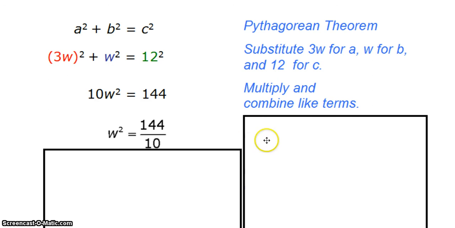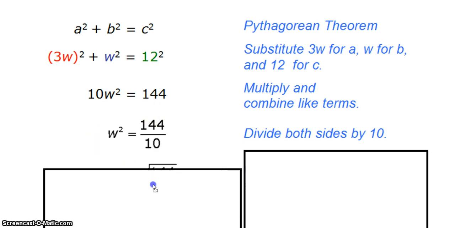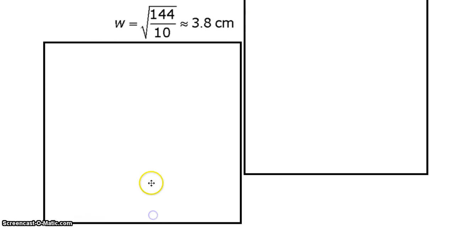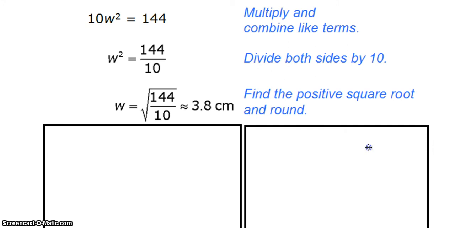There we go. And we now have our w squared isolated. So what can we do? Take the square root of both sides. Good. And we have w equals the square root of 144 over 10. Okay, and so that would be about the square root of 14.4, right? If we go ahead and divide this.